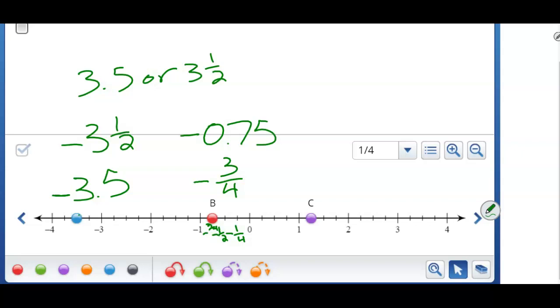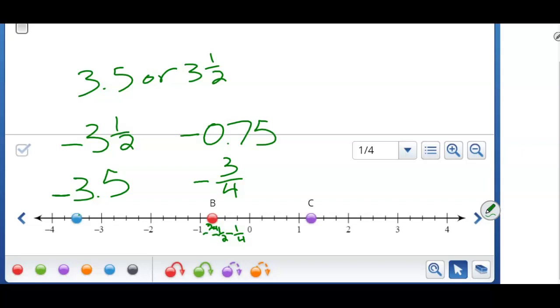The way I think of that is, think about money. Think about quarters. 4 quarters gives you how much money? $1. So 100. If you have 3 quarters, how much money do you have? If you have 2 quarters? 50, so 0.50. What about 1 quarter? 25. That's the way I think of fourths.